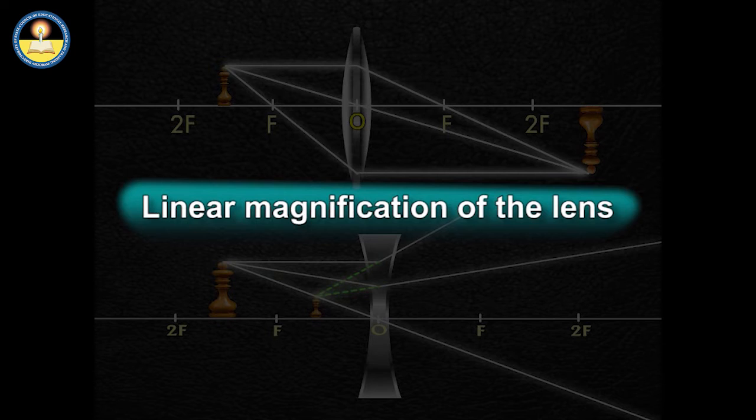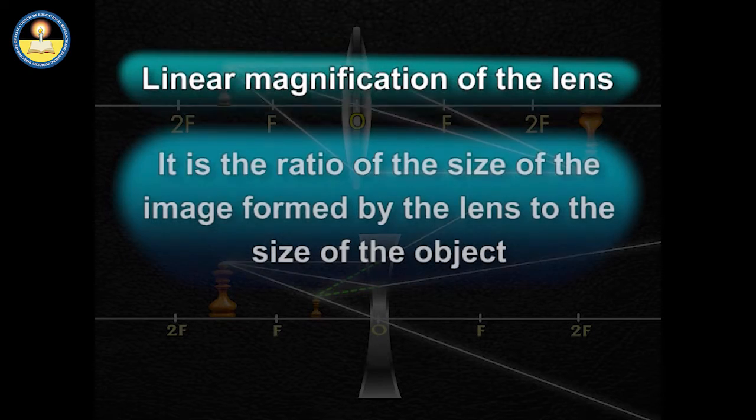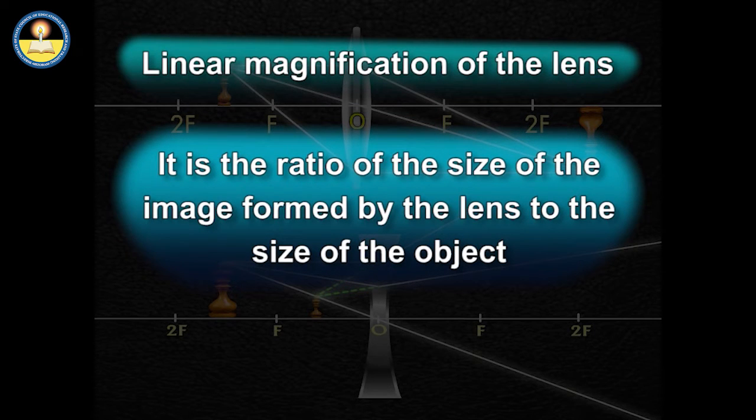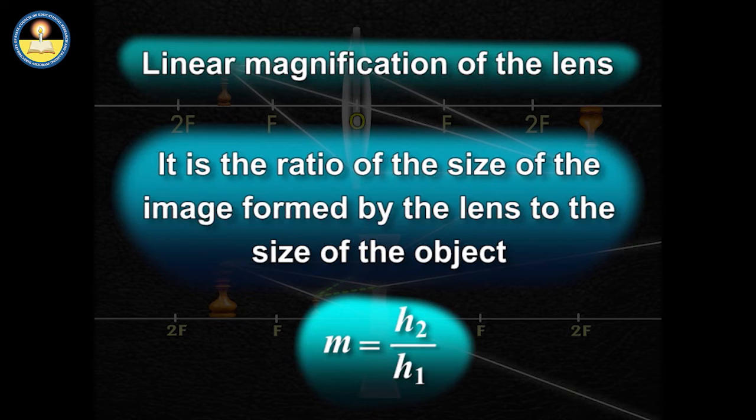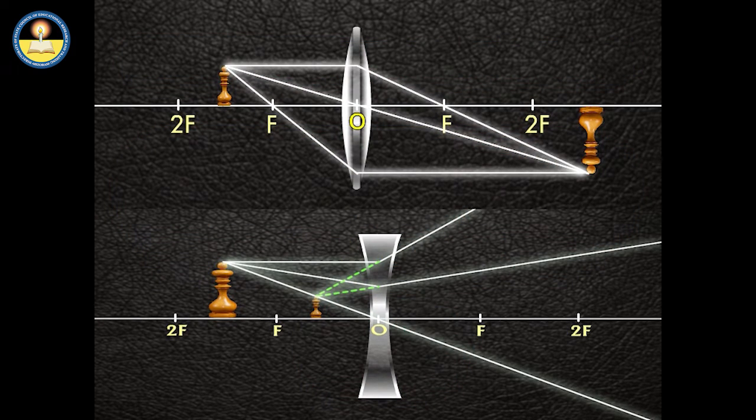There is one more important term generally used to define a spherical lens. That is, linear magnification of the lens. It is the ratio of the size of the image formed by the lens to the size of the object. It is represented by m. According to the system of new sign conventions, the size of the object, that is, h1, is positive as it is always placed above the principal axis.